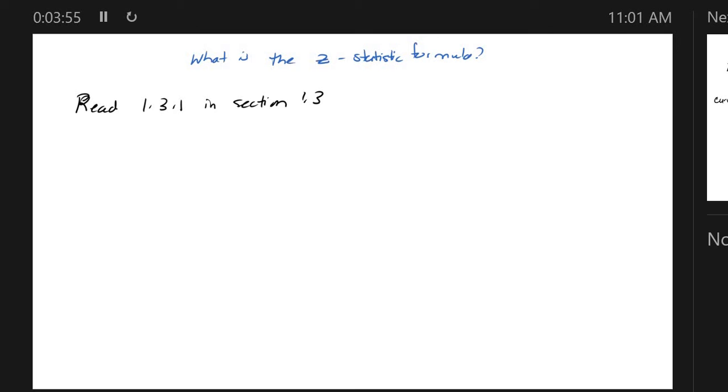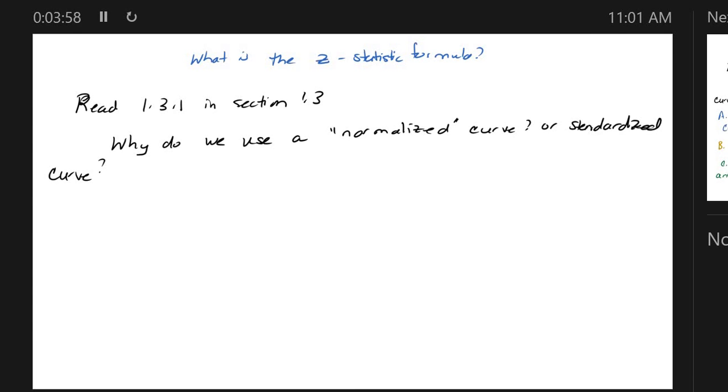1.3. Read the book, and then answer that one question. Why are they using what we call a standardized curve?